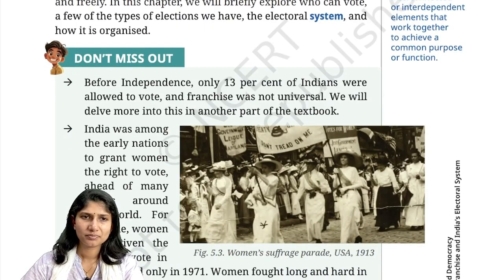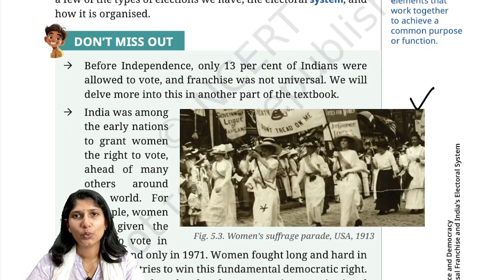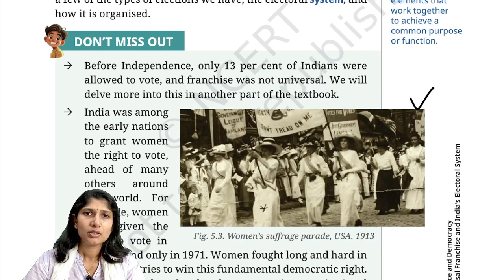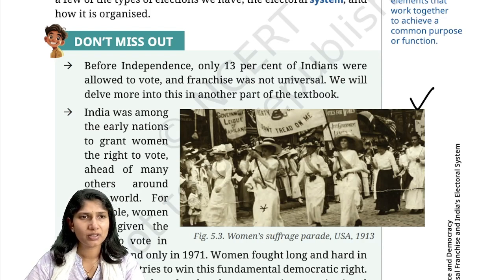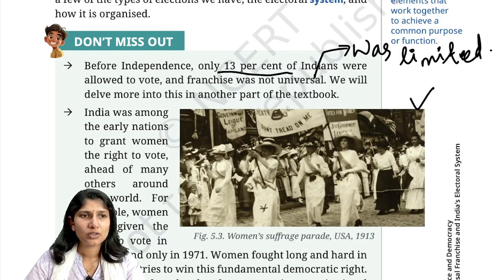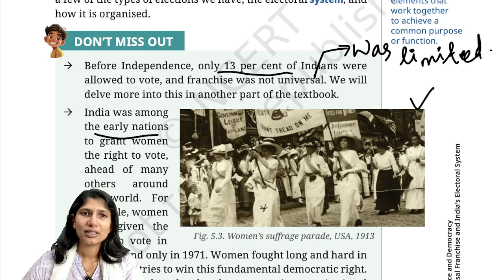Now, look at this. Do you see the image here? This is women asking for universal adult suffrage, or the right to vote. In many countries, women were not given the right to vote. They had to fight and struggle for so many years to get it. From the Indian perspective, before independence, only 13% of Indians were allowed to vote, and franchise was not universal, because franchise was limited. India was among the early nations to grant women the right to vote, and many other advanced countries gave women the right to vote at a much later period of time.